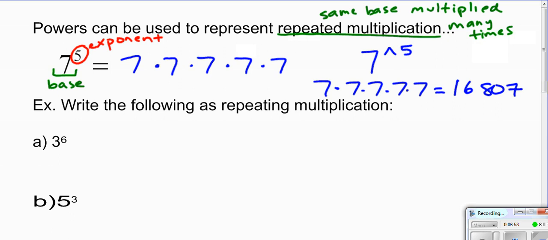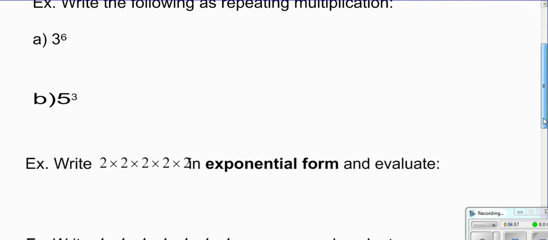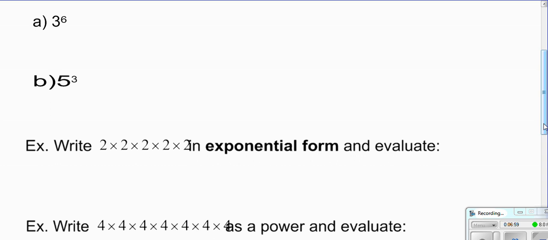So we have 2 more examples that we're going to write as repeated multiplication. And yes, I do want you doing this step so you get into this habit of what does repeated multiplication actually mean. And so we have a base of 3, and the exponent is 6. So that's telling me that the base of 3 gets repeated 6 times. Okay, 1, 2, 3, 4, 5, 6.